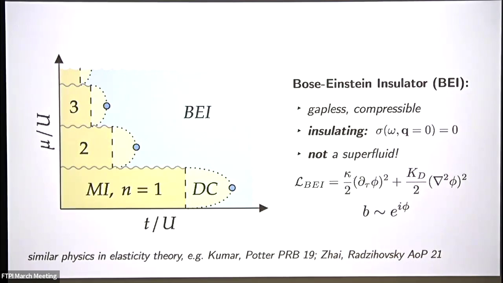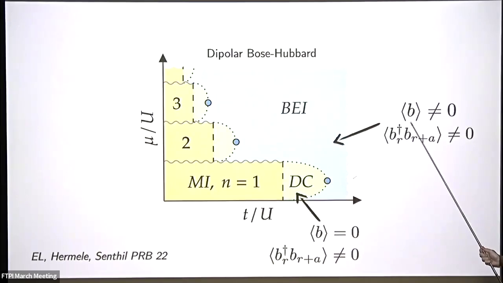So by Bose-Einstein, do you mean that it's a liquid state? Is that what you mean? Well, by Bose-Einstein condensate, I just mean that you condense the bosons by a long range order for the bosons. Precisely this.